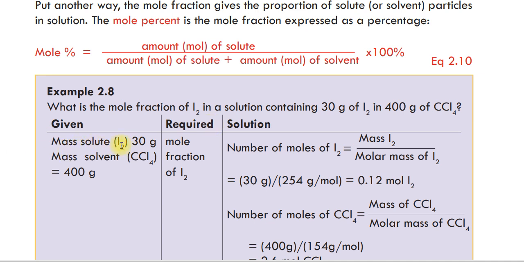Given mass of the solute, that is iodine, which is 30 gram, and mass of the solvent, that is carbon tetrachloride, which is 400 gram. Required: mole fraction of iodine. In the solution part, number of mole of iodine equals mass of iodine over molar mass of iodine.